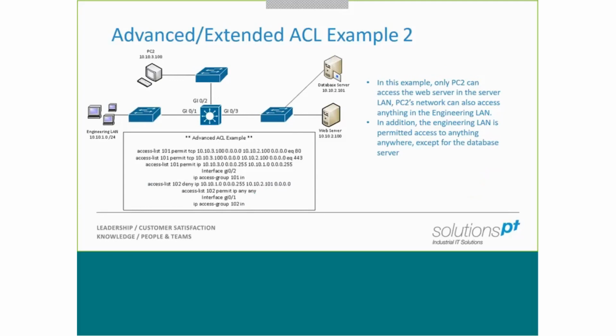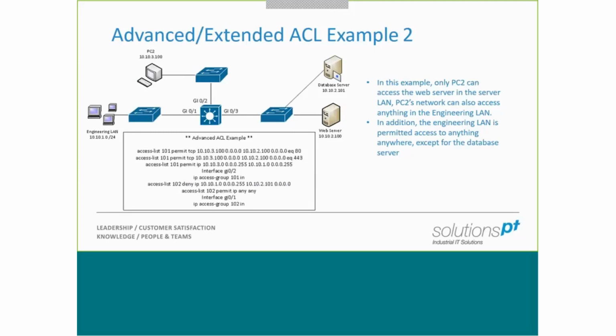And the only difference that we've done at the bottom, if we look at the second access control list, 102, we are denying the entire engineering LAN there, so 10.10.1.0, that's the whole of the engineering LAN. We're denying it to talk to the database server. So we're essentially saying anything in the engineering LAN cannot talk to that database server. That might be critical, it might be owned by another vendor. We might not want anyone in the engineering LAN going anywhere near that because it's got some real critical data on that they shouldn't be messing with. So we've essentially said anything from that LAN cannot talk to anything on that database server.